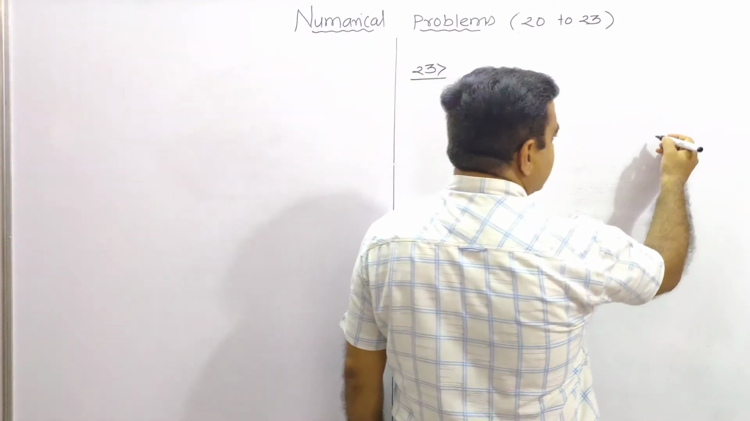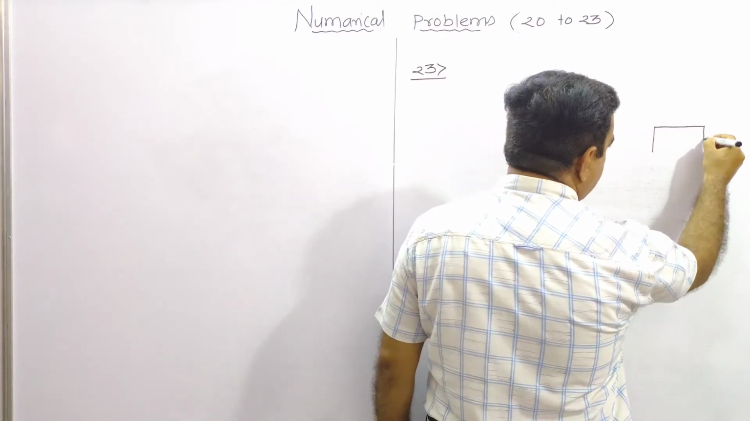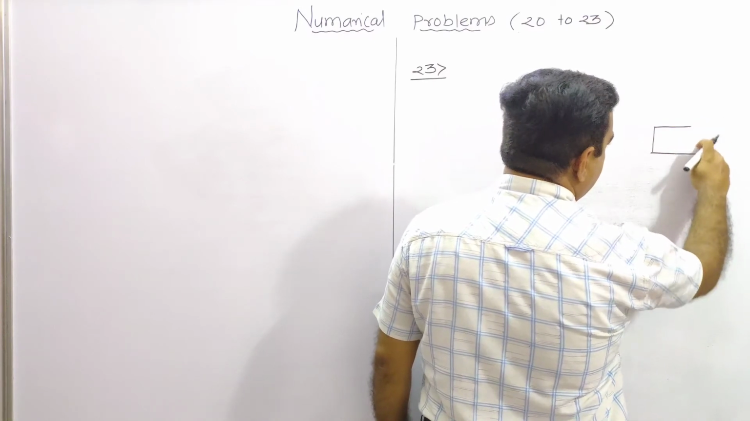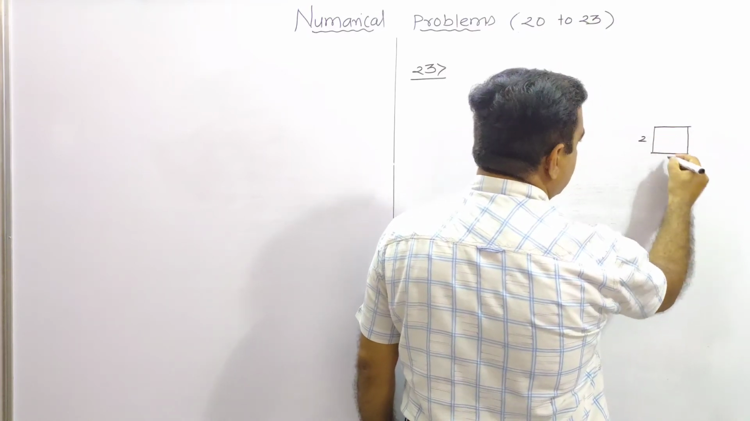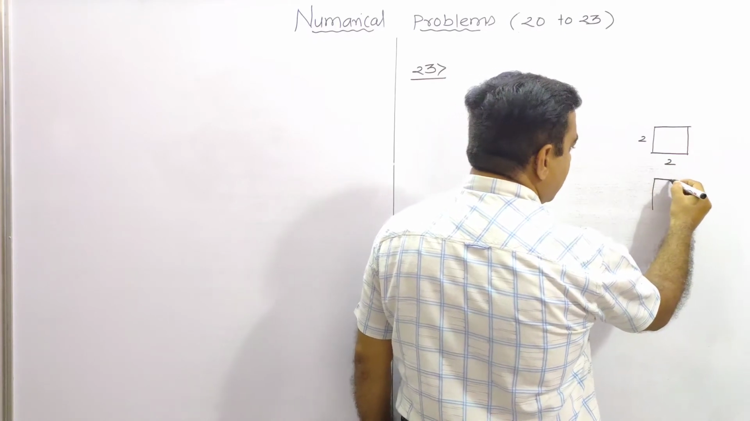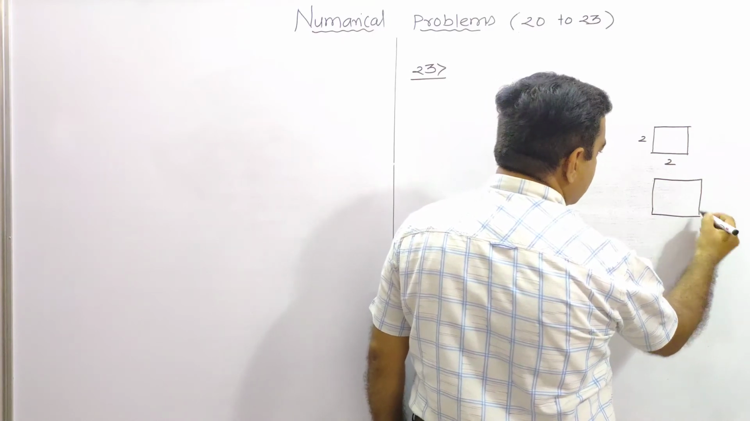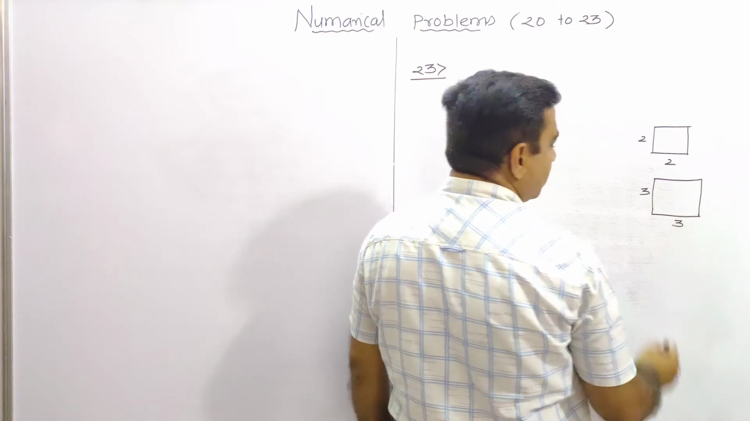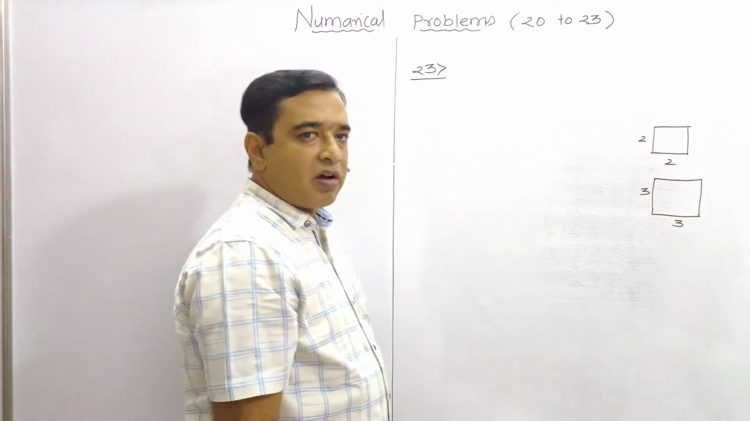Now, initially this is your rectangular frame. I need to consider this is your rectangular frame. Initially it is 2 into 2. Same means it is a square. 2, 2. After elongation it is 3 into 3, or after expansion. Okay, here it is 3 into 3. So these are the two frames. Inside that one we have the film.